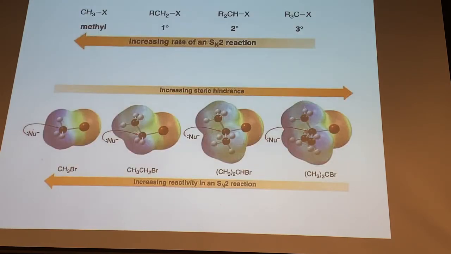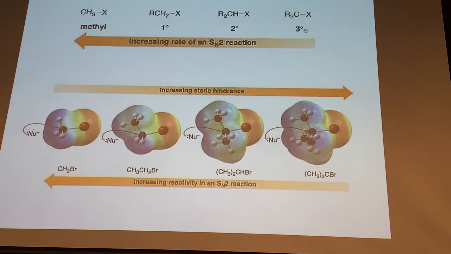Here's the thing I mentioned about the increasing rates, primary faster than secondary. Why is that? Well, that backside attack is more hindered if you have a more substituted leaving group. Tertiary is very slow. And methyl is very fast, because there's nothing else on the carbon to hinder it sterically.